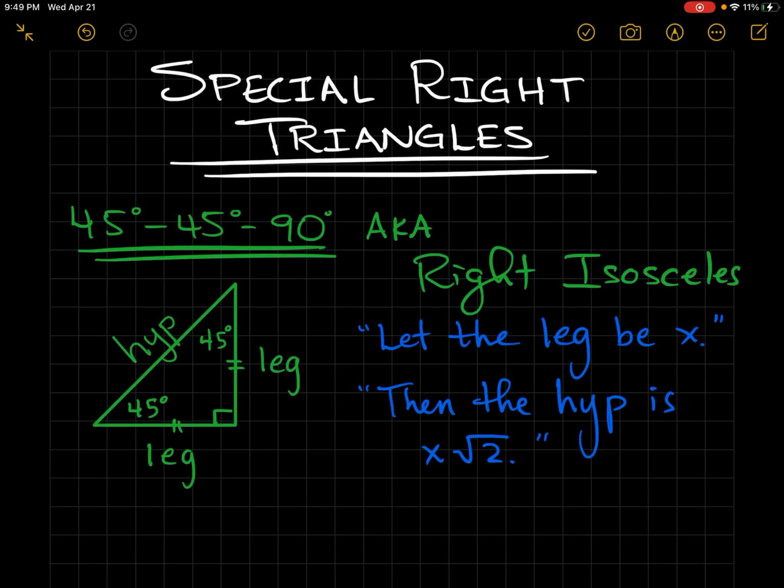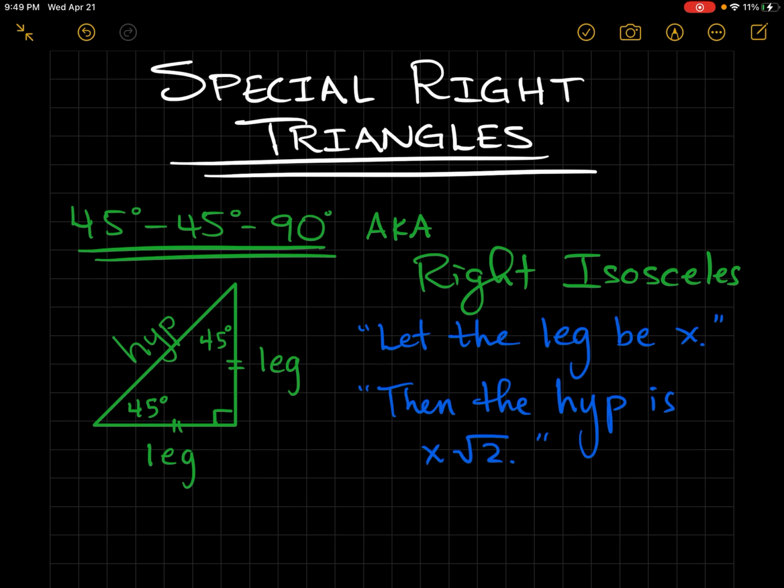Hello, hello. Today's lesson is on special right triangles. Today we're going to examine 45, 45, 90 triangles as well as the 30, 60, 90 triangle. First, let's look at the 45, 45, 90.